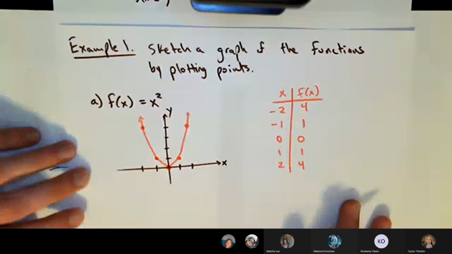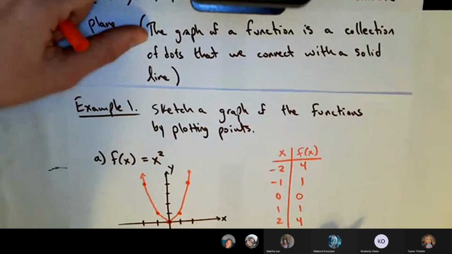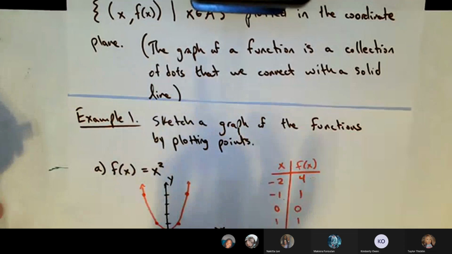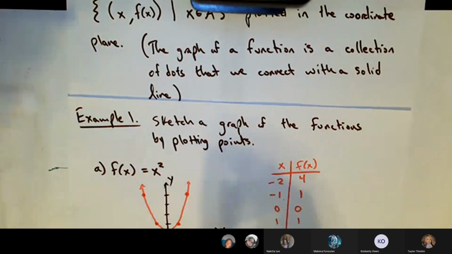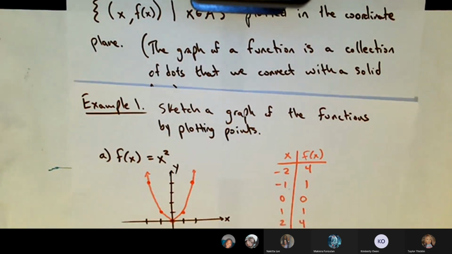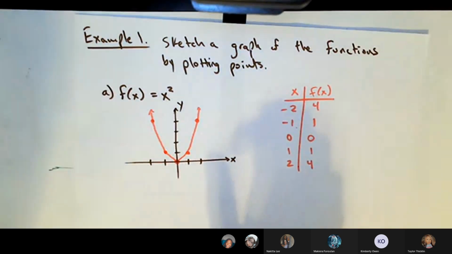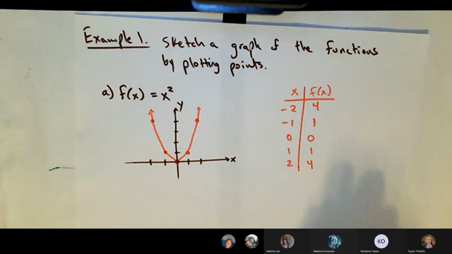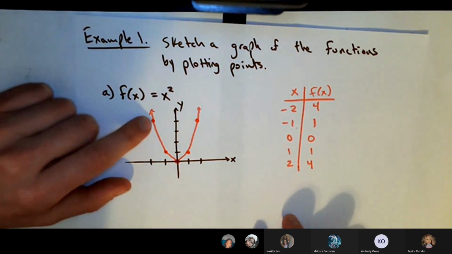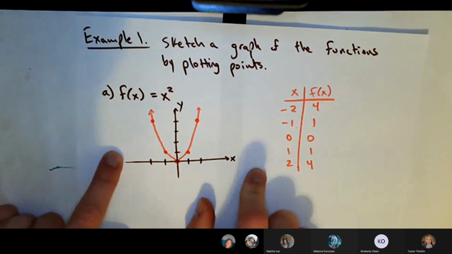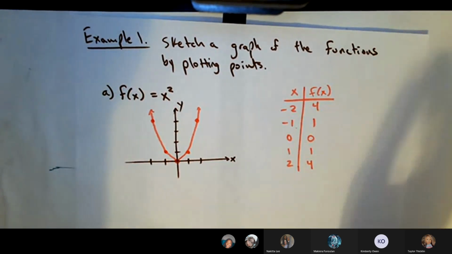Now, all right, back here I said the graph of a function is a collection of dots that we connect with a solid line. So did I really graph enough points for you to be completely convinced that this is the shape of the x squared graph? Well, that's kind of debatable, right? Maybe you're not convinced. Maybe you want to see what's going on in between, right? What's going on between 0 and 1, or between 1 and 2, or beyond 2? What's happening at 3, 4, 5, 6, 10?